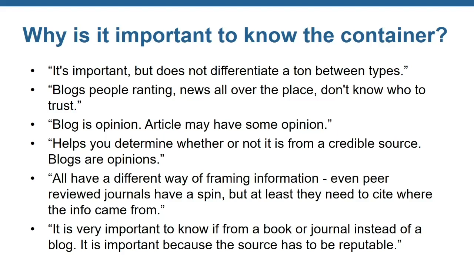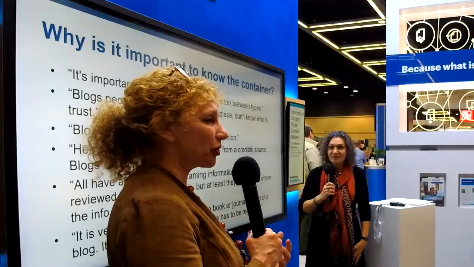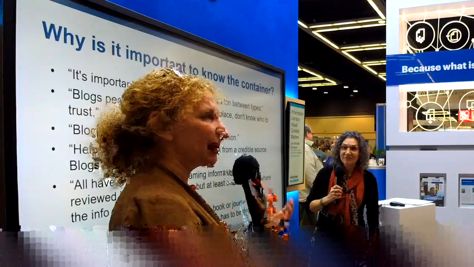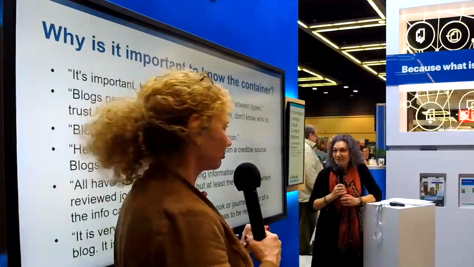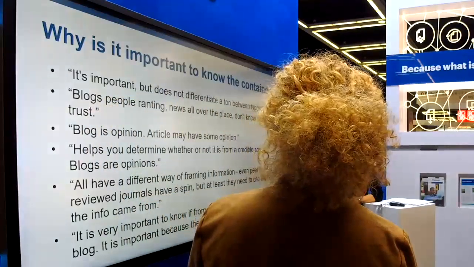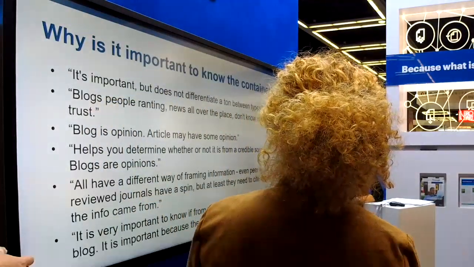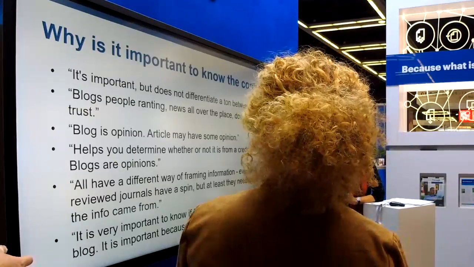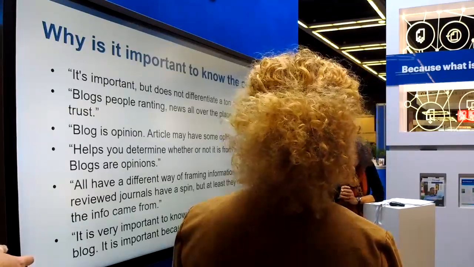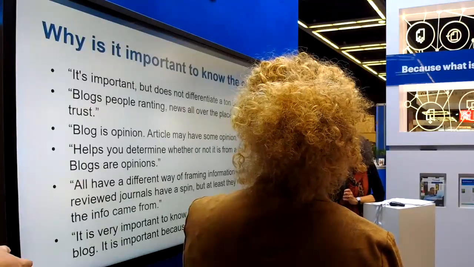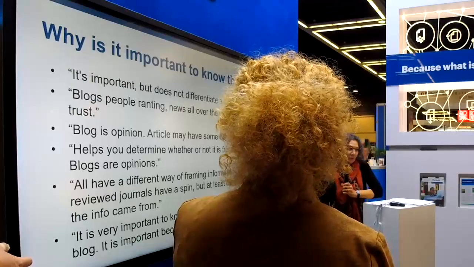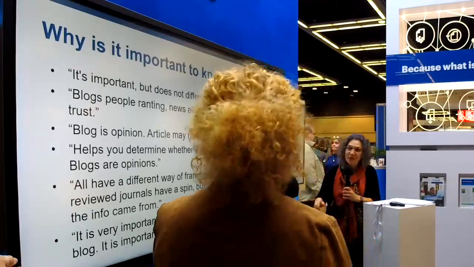Blogs are opinions. So one of the things I think was really interesting was they weren't all blogs that there was nothing behind. There were a couple of New York Times blogs that they just dismissed. Yes. And all have a different way of framing information. Even peer-reviewed journals have a spin, but at least they need to cite where the info came from. It is very important to know if from a book or journal instead of a blog. It is important because the source has to be reputable. So whatever reputable means.